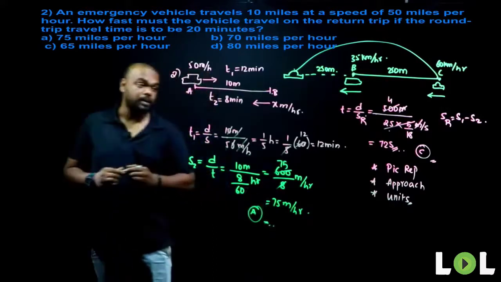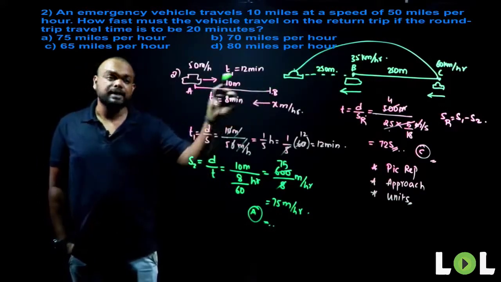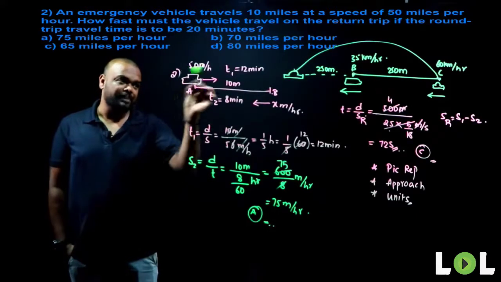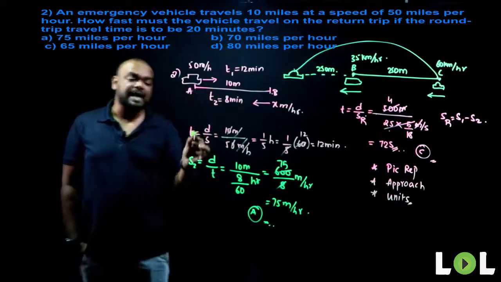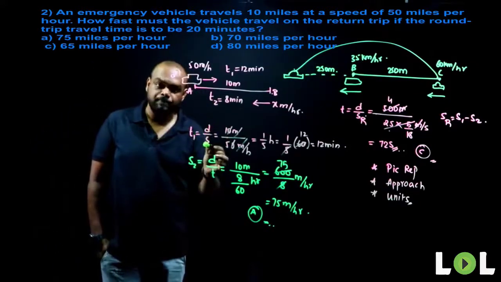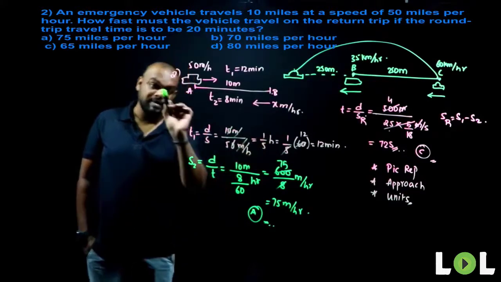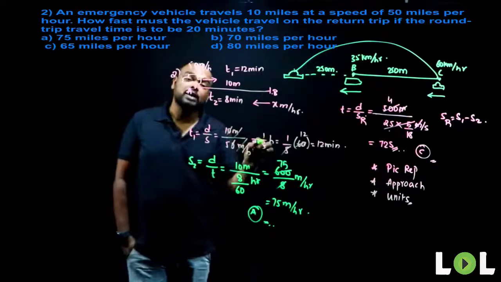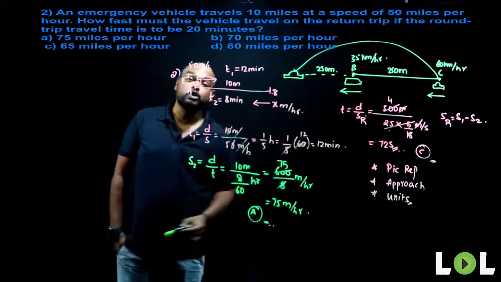I am repeating this one more time. Listen to this. Originally A to B, 10 miles distance is there. Speed is 50 miles per hour. We can calculate time because distance is there, speed is there. Time is distance by speed. 10 miles divided by 50 miles per hour. Miles cancel, 0 cancel. 1 by 5 hour. To convert it into minutes, I'll multiply by 60. 1 by 5 into 60, that makes it 12 minutes.